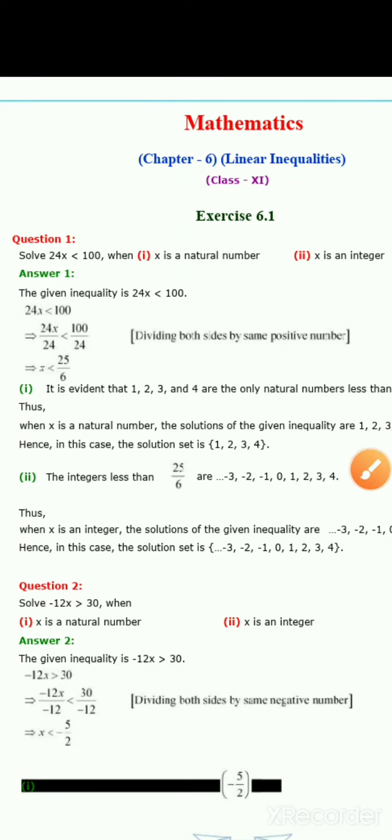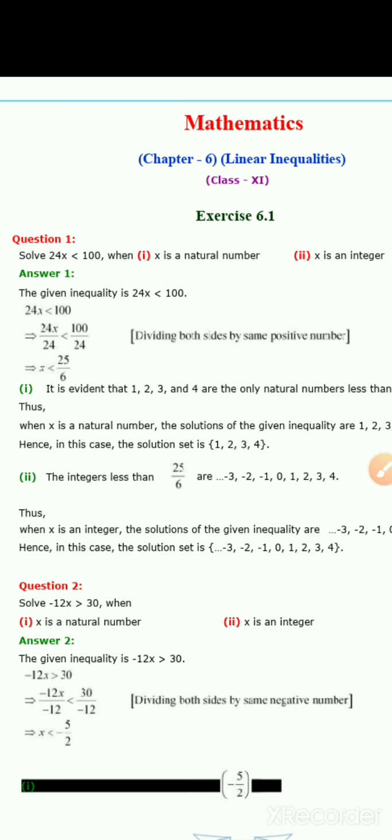Linear Inequalities. In the first session, I have learnt the linear inequalities of one variable and the graphical representations. So in this exercise 6.1, we'll go through the graphical representation of one variable and other problems too. Let us see question number 1.